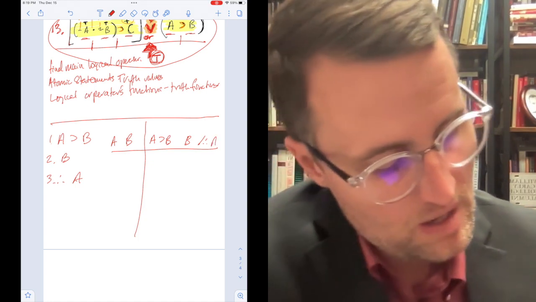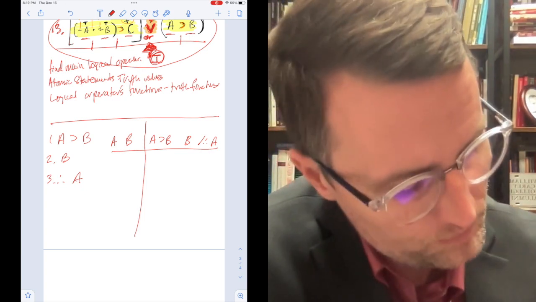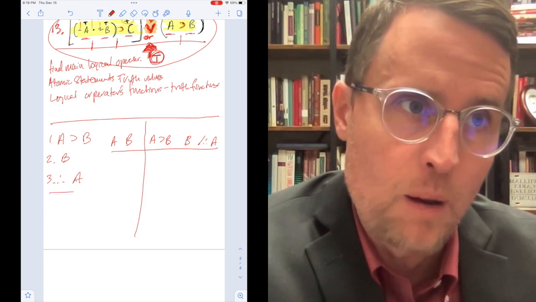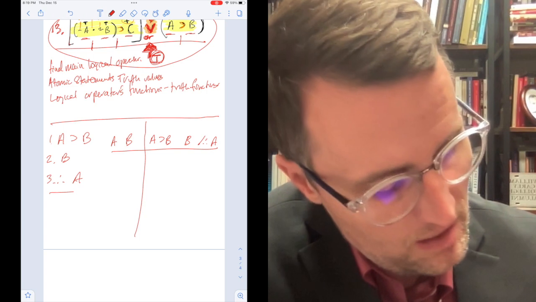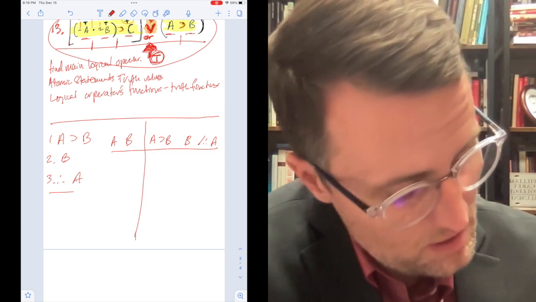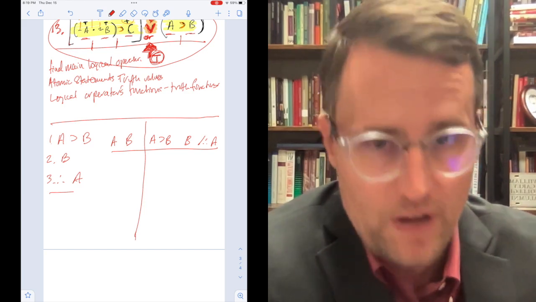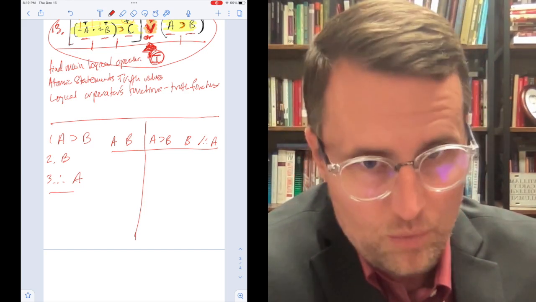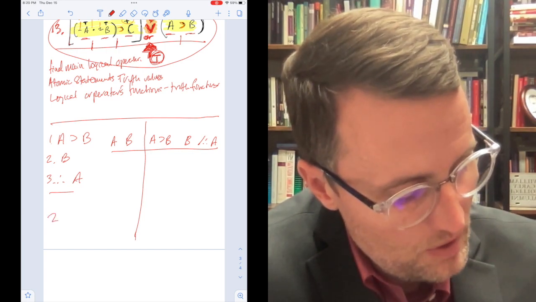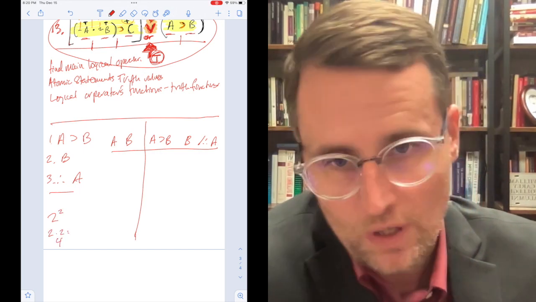And because we only have two atomic statements here, the way you determine how many lines you're going to have is you take the number of possible truth values, which is 2, and you raise it to the power of the number of atomic statements. So you have 2 and you have 2. So that's 2 times 2 equals 4. So you should have 4 lines.